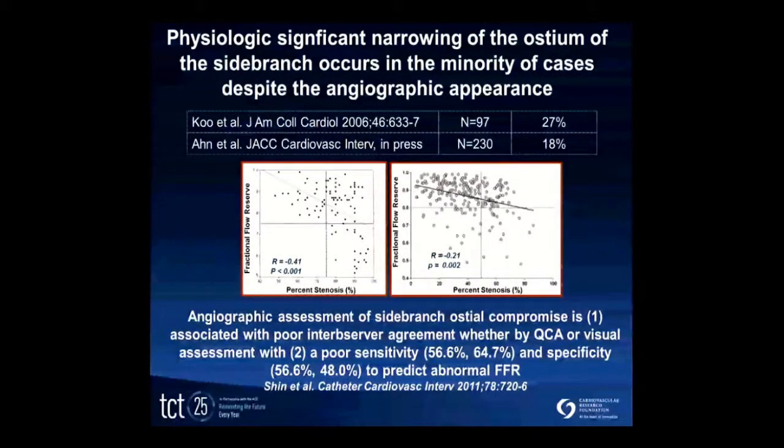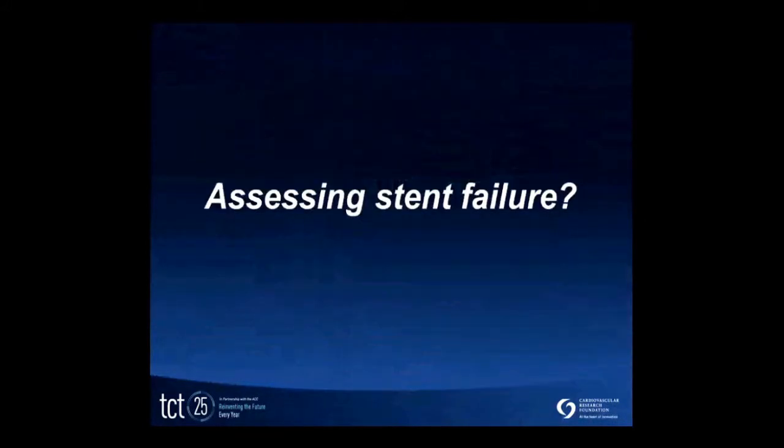These are two studies, both from Korea. The acute compromise of the ostium of the circumflex is about the same, 18 and 27%, but yet the angiographic diameter stenosis profile is totally different, which only to me emphasizes how unreliable the angiogram is in assessing the ostium of the circumflex. Finally, stent failure.